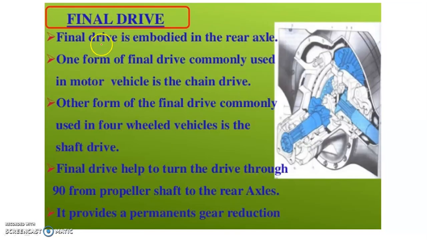So the final drive is embodied in the rear axle. So this is the rear axle. Inside this you will see this mechanism. One form of final drive commonly used in motor vehicles is a chain drive. Another form of final drive commonly used in four-wheeled vehicles is the shaft drive. So shaft drive and chain drive both are called a final drive. The final drive helps to turn the drive through 90 degrees from the propeller shaft to the rear axles. It provides a permanent gear reduction.